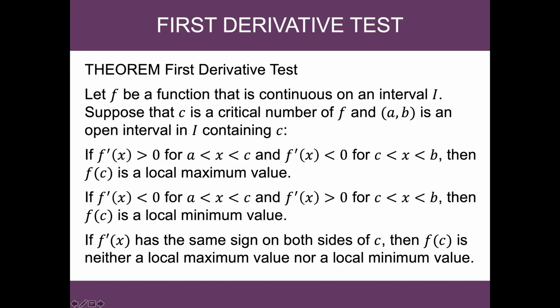Now, notice what the bottom statement says down here. If you've got the same sign on both sides of C, then you do know that there is no max or min in that situation. If it's coming down, then it continues to go down. And if it's going up, it continues to go up. So you don't have a max or min. So that is the situation there.